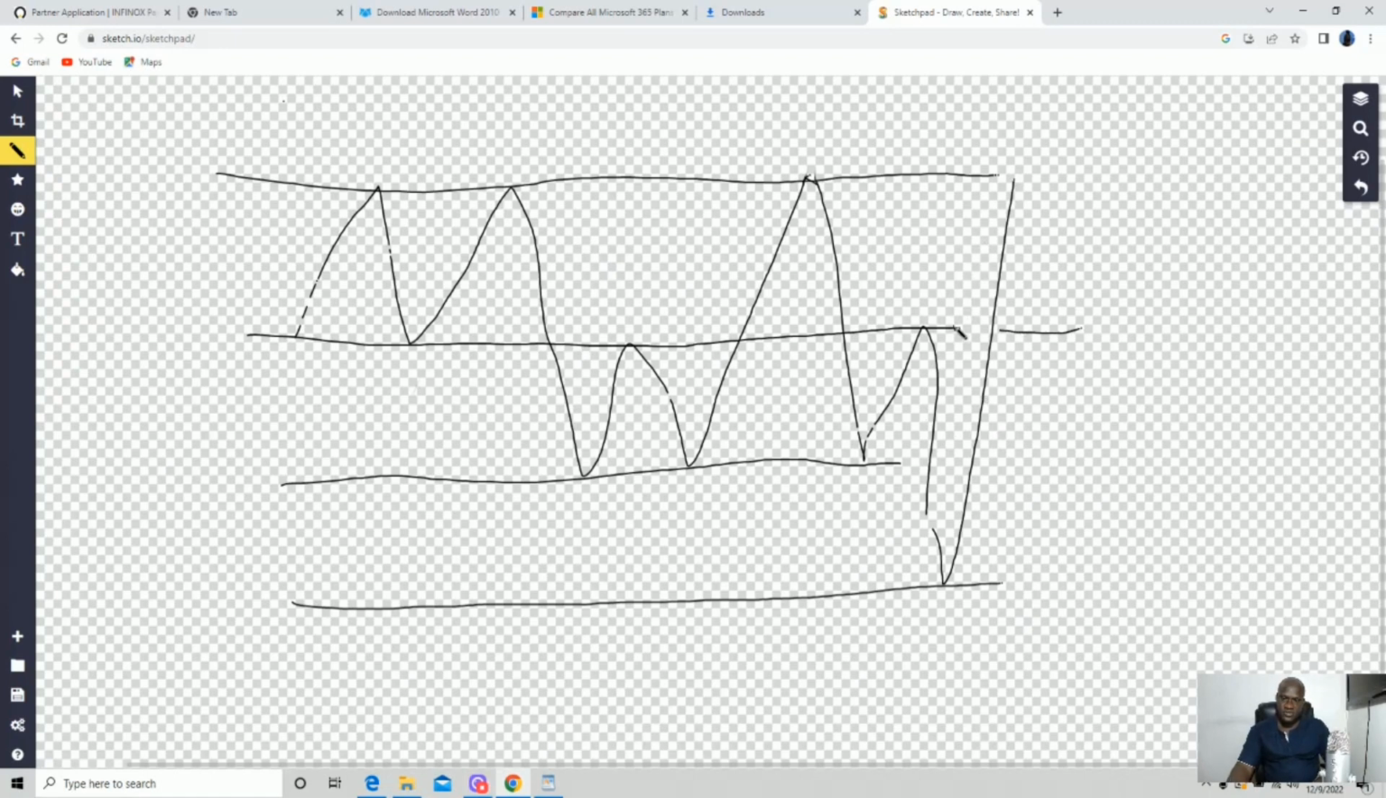This is just a rough sketch, just for you guys to understand what I mean by support and resistance. So let's say this goes here, then this came down to this end here.